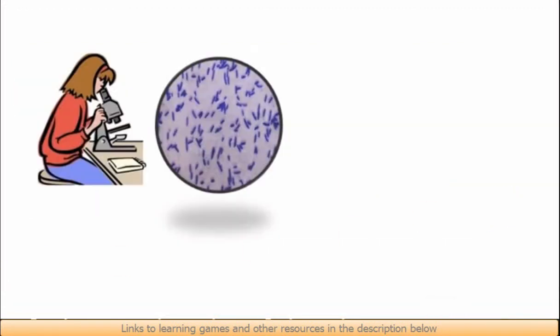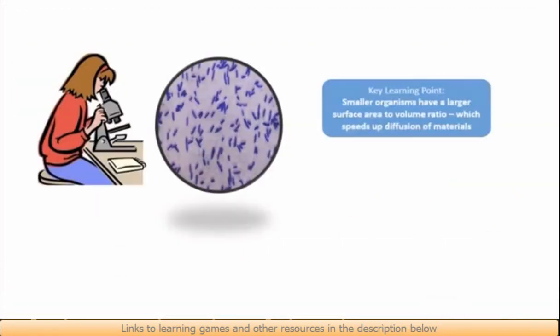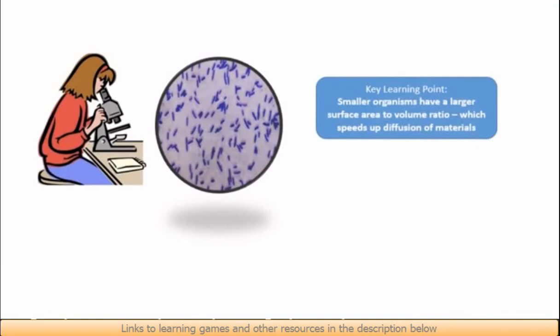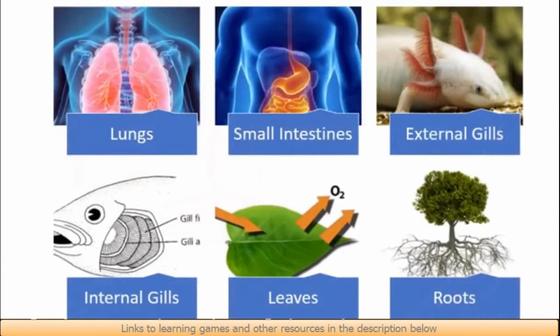The larger an organism becomes, the smaller its surface area to volume ratio becomes. Because of their size, multicellular organisms such as mammals and birds have a far smaller surface area to volume ratio than single-celled organisms. To overcome this problem, they need to use specialist exchange surfaces and organ systems.